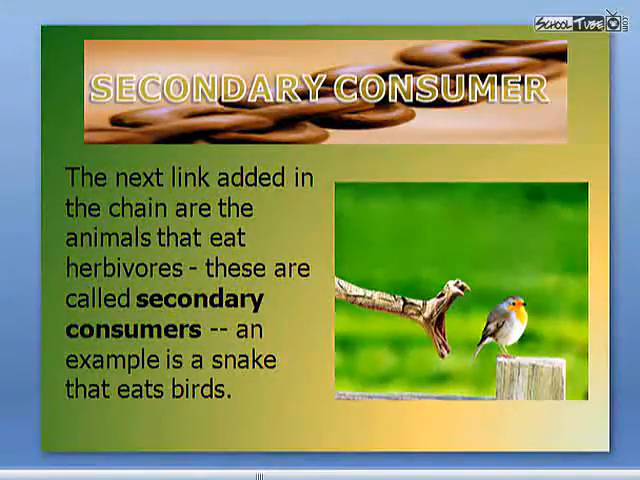The next link added in the chain are the animals that eat herbivores. These are called secondary consumers. An example is a snake that eats birds. Check out the amazing picture on this slide.